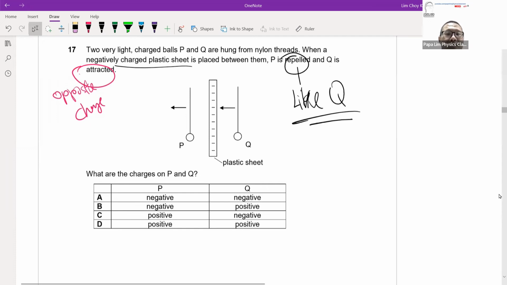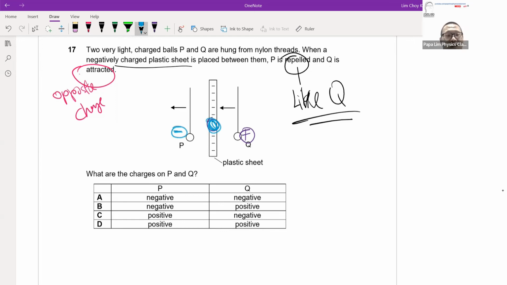So if Q is going to be attracted, there is going to be opposite charge, so I can safely say that if this is my negative charge, my Q will definitely be a positive charge because it has to be opposite charge for it to be attracted. And P is repelled, it will definitely mean that if my rod is a negative charge, for it to repel, it must also have the same charge, or it must be negatively charged, because like charges repel.